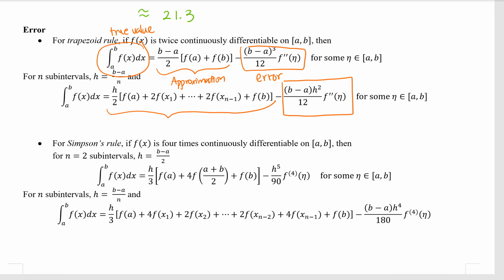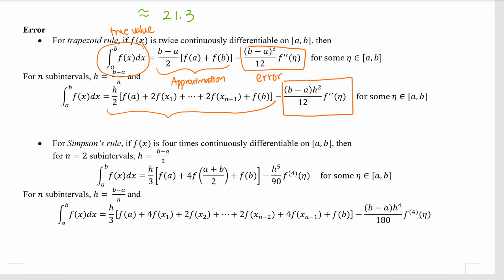So far so good, everybody? Okay, so you can realize the error term here has h squared and the second derivative of f at eta, where eta is some number between a and b. Usually if we want to find the error bound, we will consider the maximum of the second derivative over the interval [a, b].